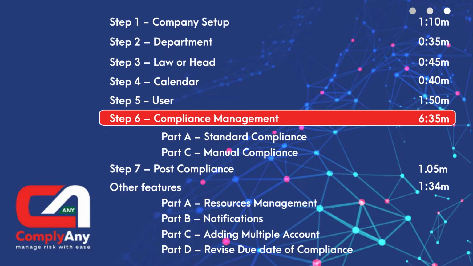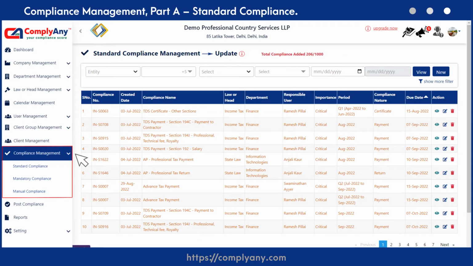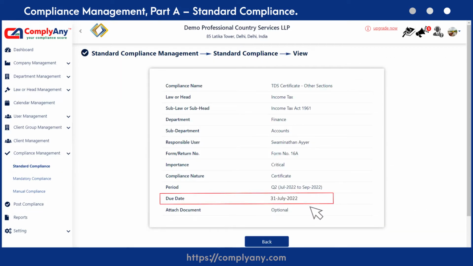Step 6. Compliance Management. Part A. Standard Compliance. There are 3 types of compliances in the system. 1. Standard Compliance. 2. Mandatory Compliance. 3. Manual Compliance. Standard compliances are those compliances for which government or authority has fixed date, for example income return to be filed by the 31st of July of every year.